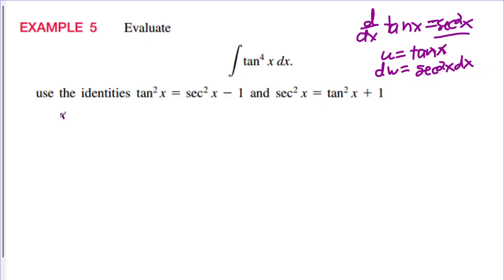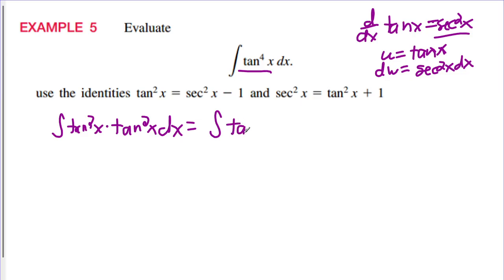And so here we go. We're going to replace tangent to the fourth of x with the integral of tangent squared of x times tangent squared of x dx. We're going to replace one of them first. So we'll do the second one. Replace tangent squared of x with secant squared of x minus 1 dx.